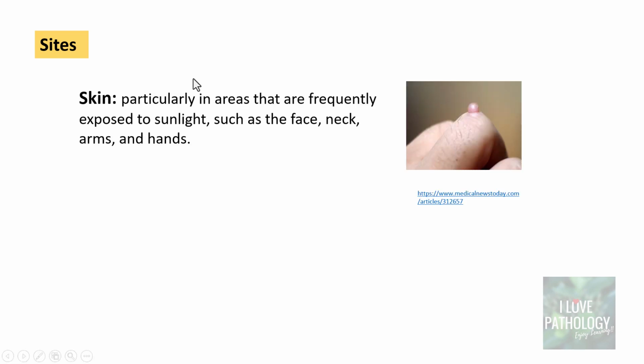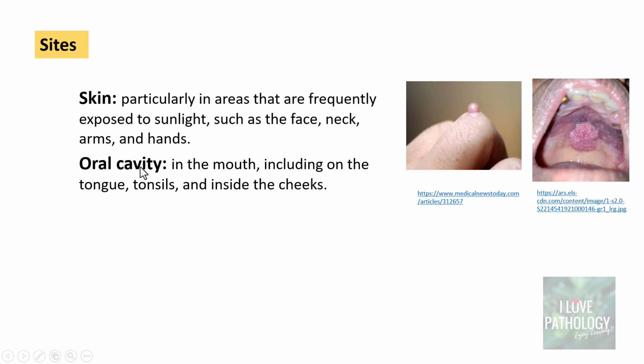They include skin, particularly in areas that are frequently exposed to sunlight, such as face, neck, arms, and hands. This is one such example of squamous cell papilloma involving the fingers. It can also occur in the oral cavity, in the mouth, particularly on the tongue, tonsils, the inside of the cheeks, and sometimes even the palate, as you can see in this particular photograph.